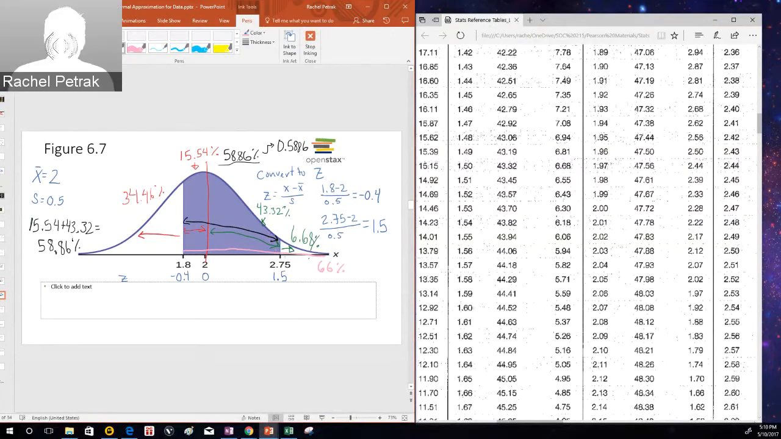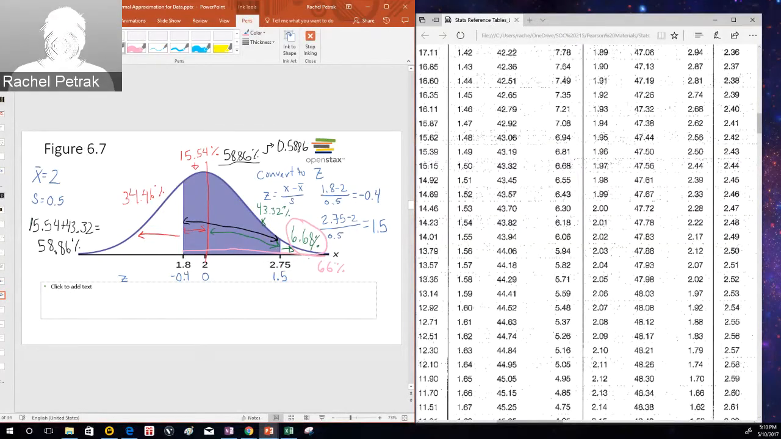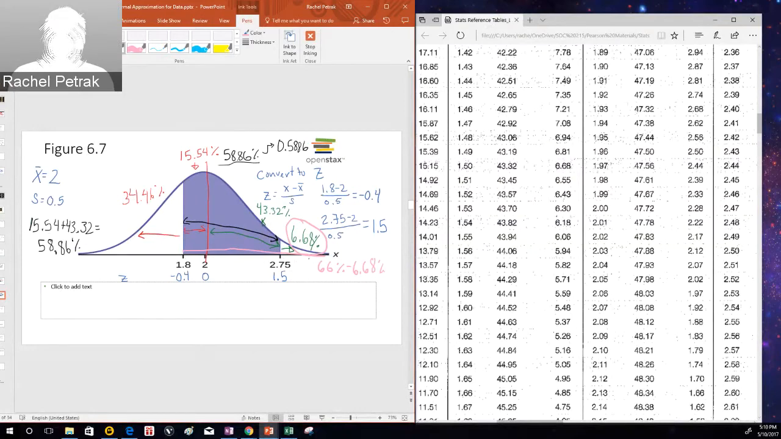I'd still have to find these points, but if I know this is 66%, then to get this proportion, all I need to do is take 66% and subtract out the area beyond Z for our upper limit. And we would end up with the same answer. Okay, just a couple of ways to think about that.